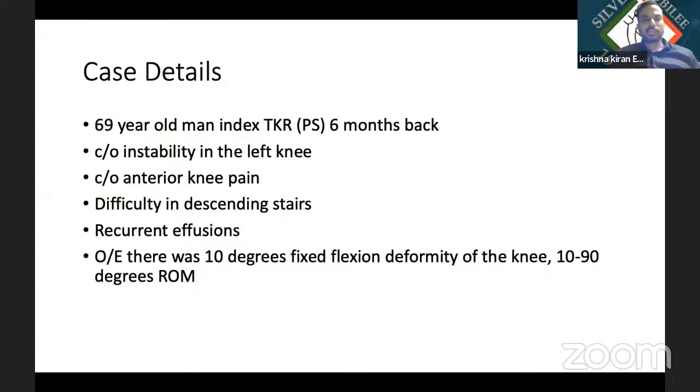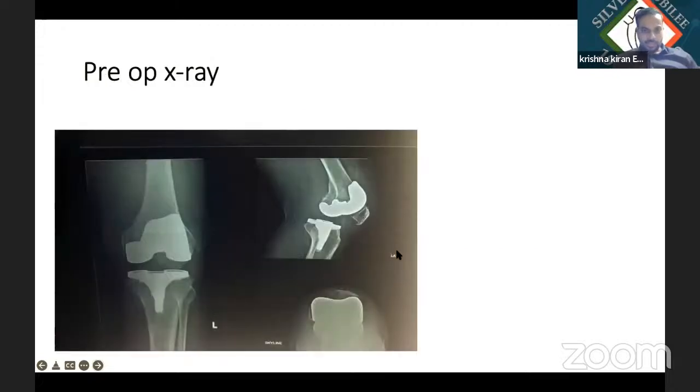So this was a 69-year-old doctor. He underwent a posterior stabilized total knee replacement about 6 months back and had instability in the left knee. He was never happy with the knee. He had anterior knee pain and difficulty in descending the stairs. He had recurrent effusions and one episode of query subluxation, which was reduced in the previous hospital where he underwent the surgery. Clinical examination showed 10 degrees fixed flexion deformity of the knee and further range of motion up to 90 degrees. And these were the pre-operative X-rays.